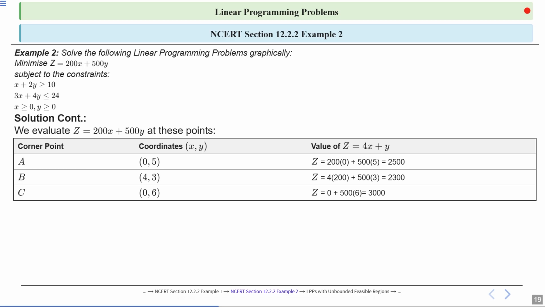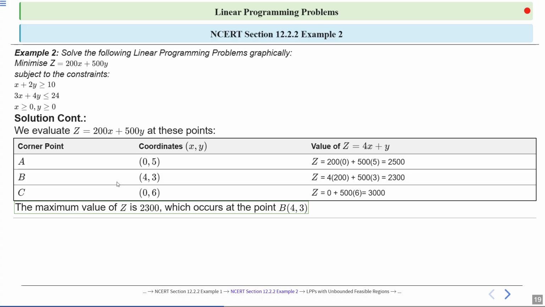Here we need to find the minimum value of z. So the minimum value of z is what? Which value is the minimum? So here the minimum value of z is basically 2300, which occurs at the point B (4, 3).